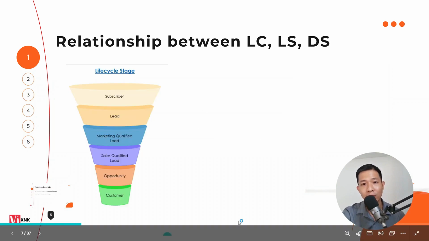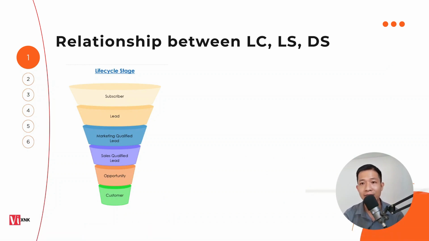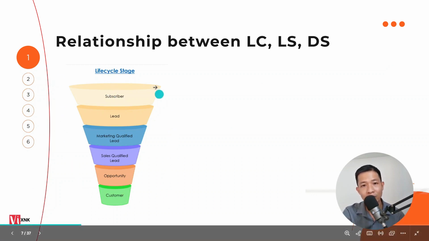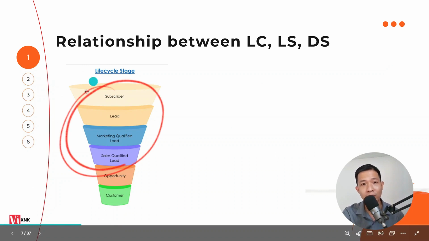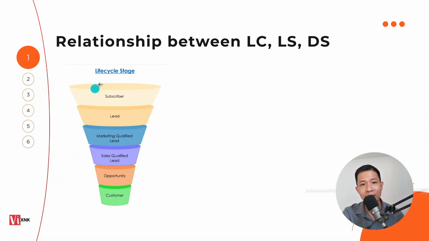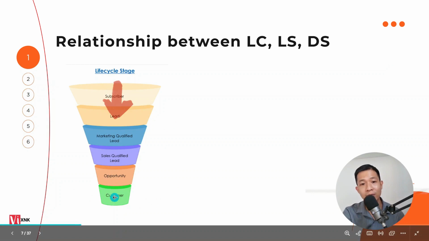To make it easier to understand, you can take a look at the model here. The relationship between lifecycle status and deal status is shown here. Lifecycle status is located here. As you can see, this is what we call our sales funnel. When a lead comes in, it enters at the top of the funnel here. Your job is to guide this lead all the way to the end of the funnel. The end of the funnel is the customer, which means we move through each stage like this, step by step, and work to turn that lead from the very top and move it down to the bottom here.